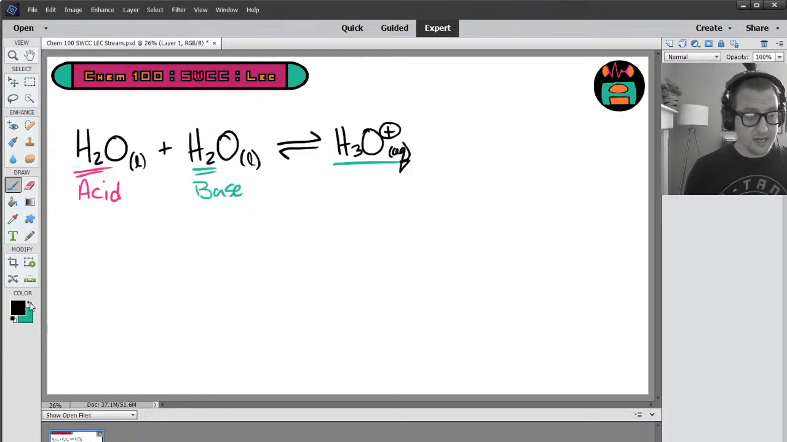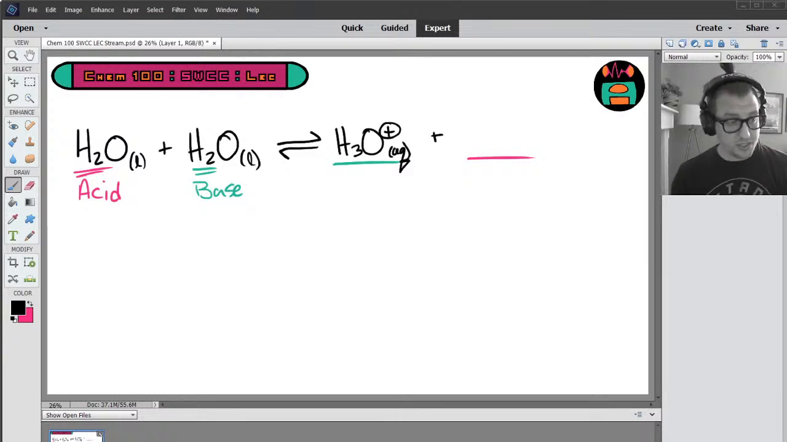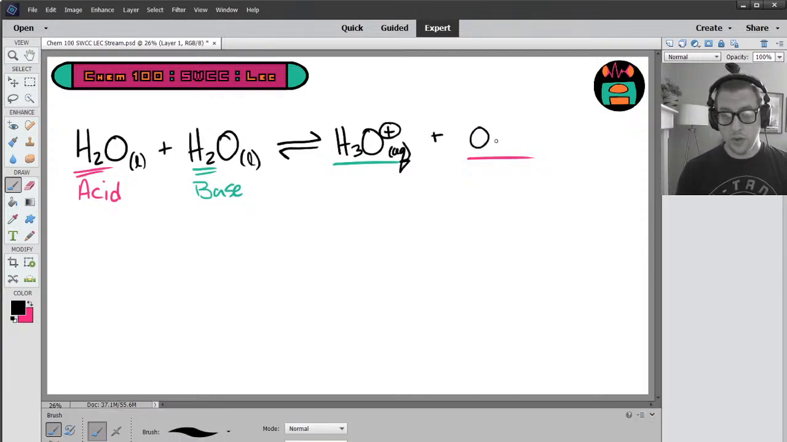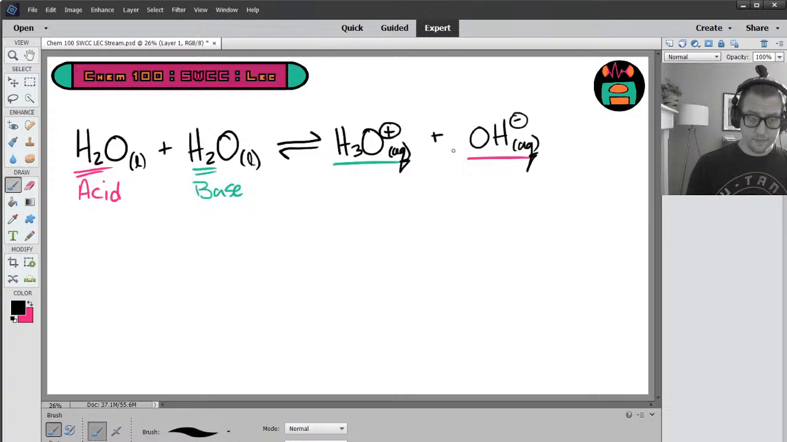And then looking now to our acid, the water molecule that reacts as an acid is a proton donor. It's going to lose a hydrogen and it's going to lose a plus charge. So it is going to become OH minus, hydroxide. All right?